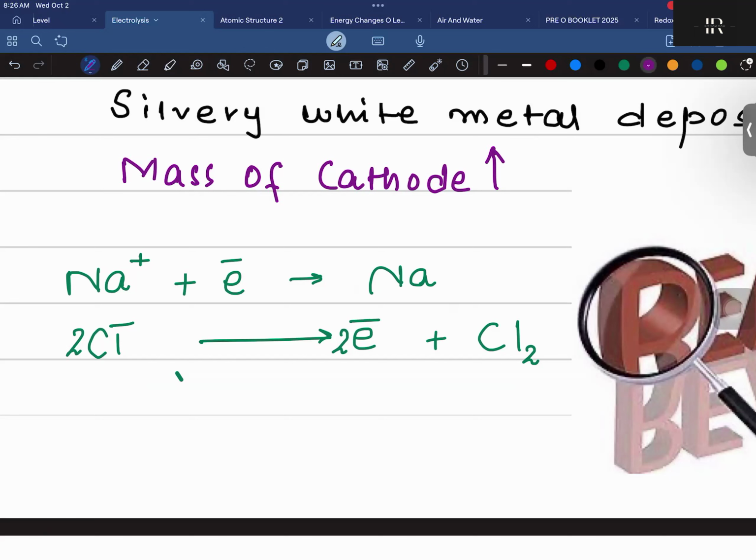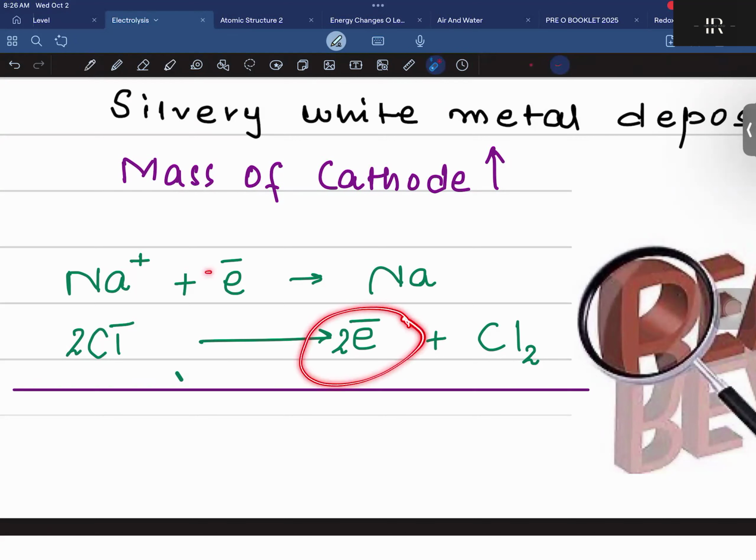Okay? So I'm supposed to add these 2 equations. Remember, whenever you are going to add the 2 equations, you are supposed to make the electrons the same. I mean to say that in the second equation, you have 2 electrons. In the first equation, you have 1 electron. So what am I supposed to do? I would be multiplying equation 1 by 2. What's the benefit of multiplying the equation by 2? Electrons are the same, so you can cancel electrons.